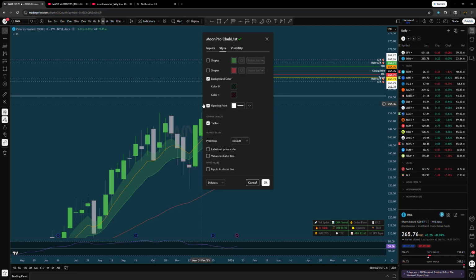Opening print. Opening print automatically plots on the chart once the MoonPro is turned on. So you'll have that. Nothing to worry about there. This is a key level, as we all know. And that's pretty much the MoonPro checklist.